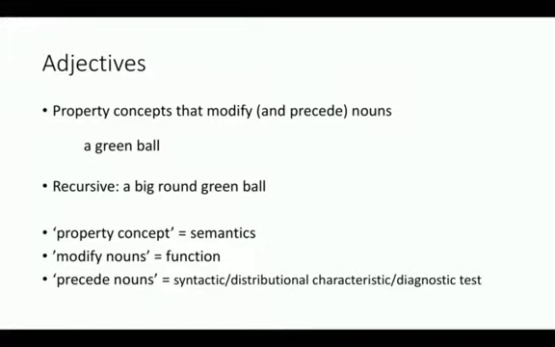So we describe adjectives in terms of their semantics: they encode property concepts. Their function: they modify nouns. And their syntactic or distributional properties: primarily that they precede nouns, so they come right before nouns.